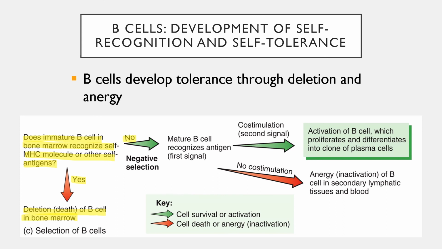So if they recognize these self-antigens, they will go through apoptosis within the bone marrow. If they don't, this is a negative selection to develop tolerance, and they will continue on to the next step. Now, once B cells are released into the blood, after this point, anergy really appears to be the main mechanism for preventing responses to self-proteins.